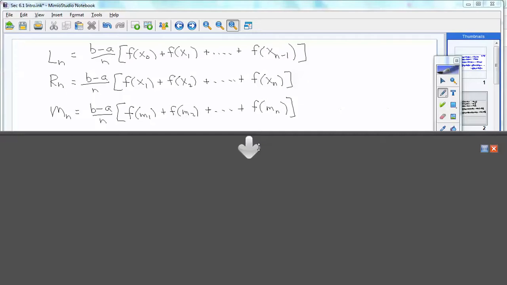Now, what happened on trapezoids? Remember that? What did we factor out? The 1/2 and the width. So you'd have b minus a over n, and then you'd also have a 1/2 out there. So what would the bottom look like? 2n, right? And then what would be inside?